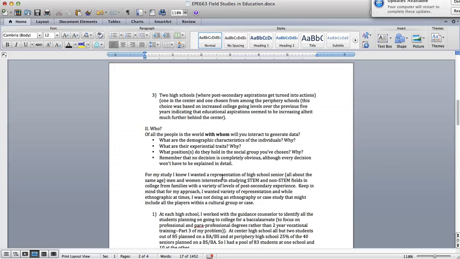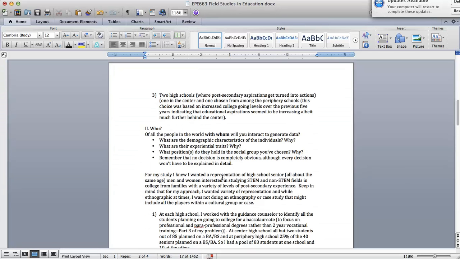What are their demographic characteristics? Gender, race, age, sexuality, anything having to do with their personhood. What are their experiential traits? Are they teachers with 5 years of experience, or are they brand new first semester teachers? Anyway, you're looking for people that have particular experiences that define who they are, because you want them to tell you about those experiences, especially if you're doing phenomenological research.